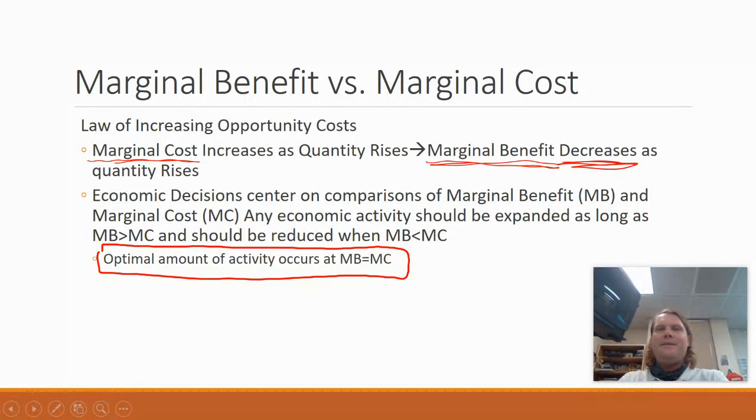Now, as I get into that pizza, I'm less hungry. I'm less hungry. And if I get to my 10th piece of pizza, there's a chance that the benefit actually has become like a hindrance.